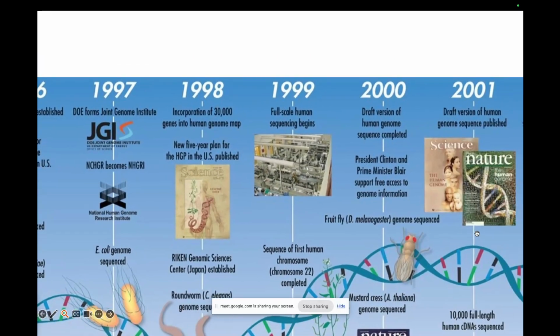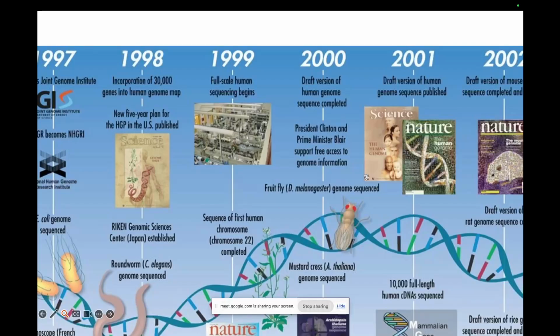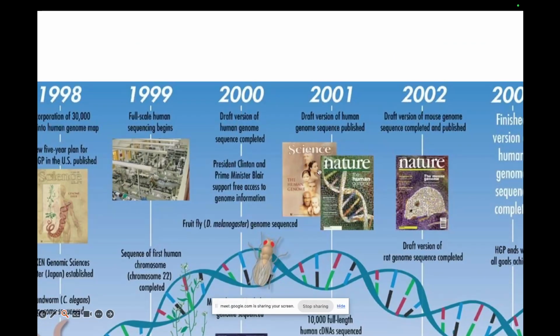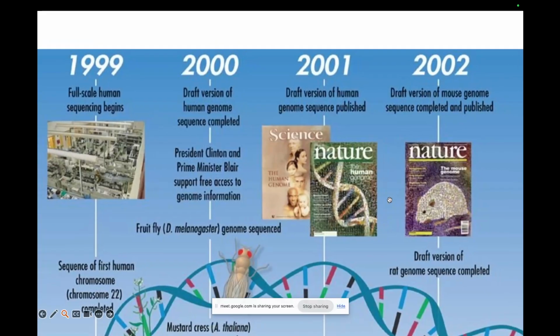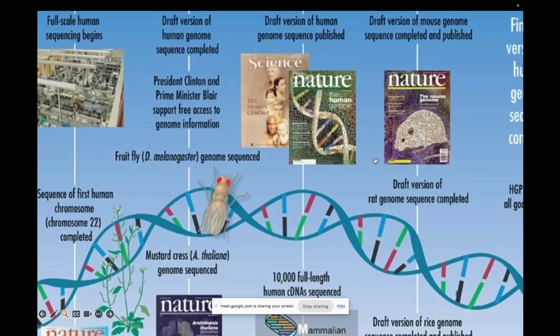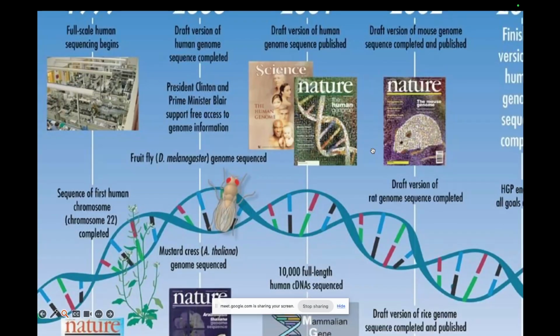And after that, the first full-scale human genome sequencing began around 1999, and it got completed around 2000 and 2001. The first paper was published in Science, and then also Nature. And this was the first draft of the human genome that was ever published.